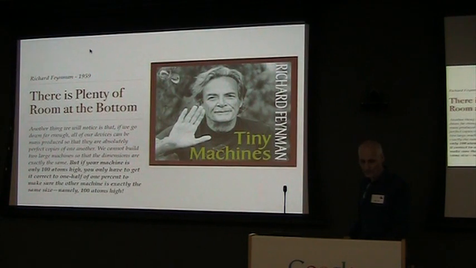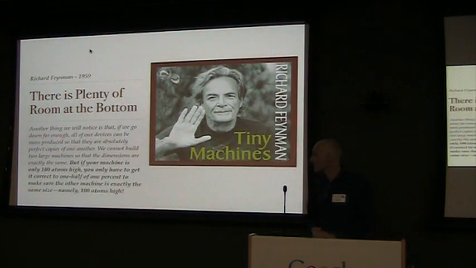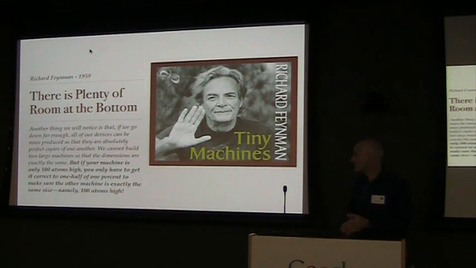So the first person to really articulate this idea was Richard Feynman in 1959. He had this lecture that probably some of you have seen. It's called There's Plenty of Room at the Bottom, where he first postulated the idea of building machines smaller and smaller, where ultimately you get down to the atomic level, and then you could build a machine that's only, you know, 100 atoms high, he said.